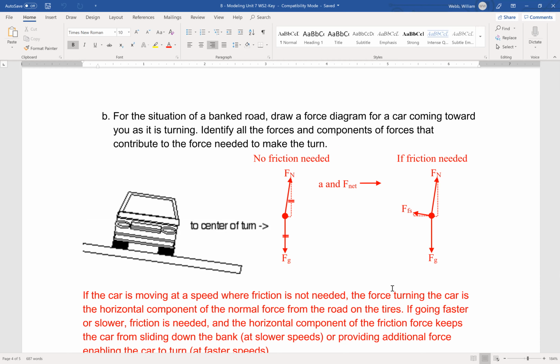So it says, for the situation of a banked road, draw a force diagram for a car moving toward you as it's turning, same direction of turn. Identify all the forces and components of forces that contribute to the force needed to make the turn.